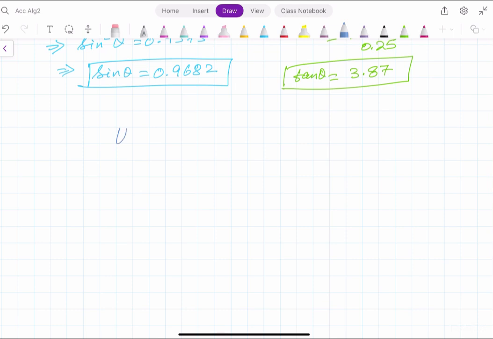Okay, now let's use these identities. Quite often you will get questions where you need to prove that the right hand side of the equation is equal to the left hand side of the equation by using the trig identities. So let's take one example.